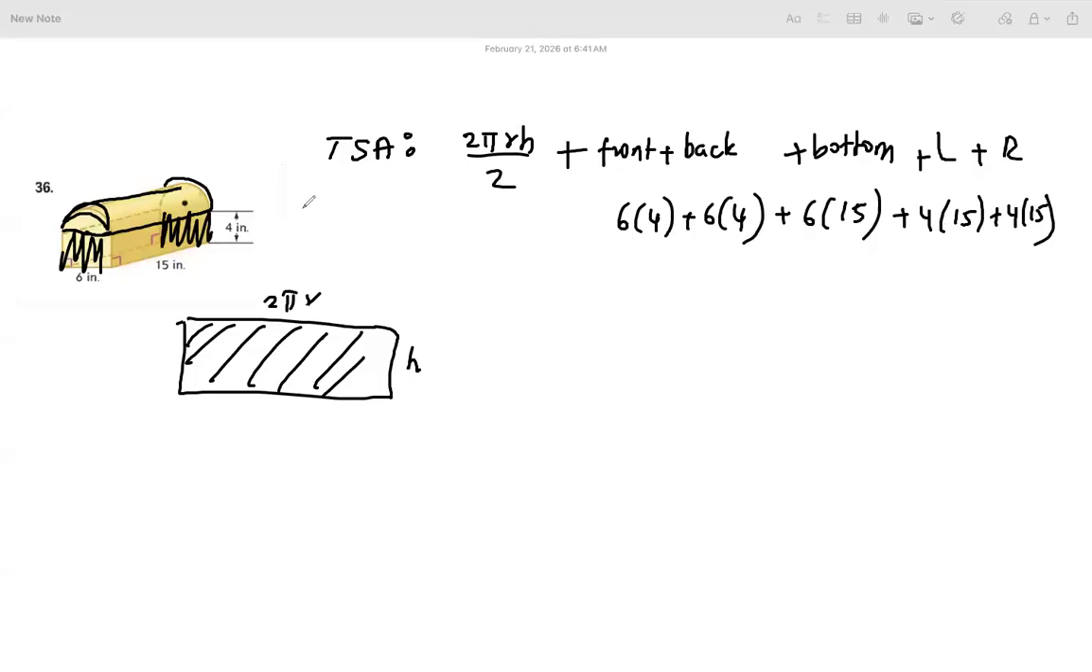Any questions, guys, still here? Now, what was the radius? Radius of the cylinder was 3, right? So, pi times 3, height is 4. That's it.